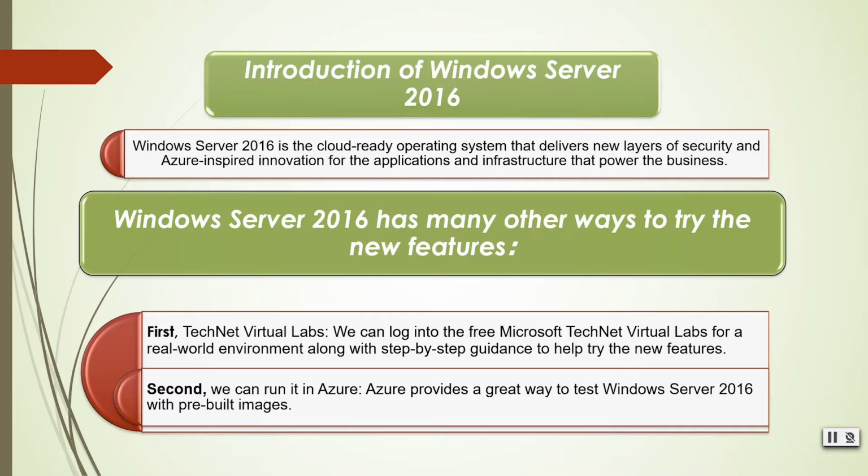Windows Server 2016 has many other ways to try the new features. First, TechNet Virtual Labs. You can log into the free Microsoft TechNet Virtual Labs for a real-world environment along with step-by-step guidance to help try the new features. Second, you can run it in Azure. Azure provides a great way to test Windows Server 2016 with pre-built images.